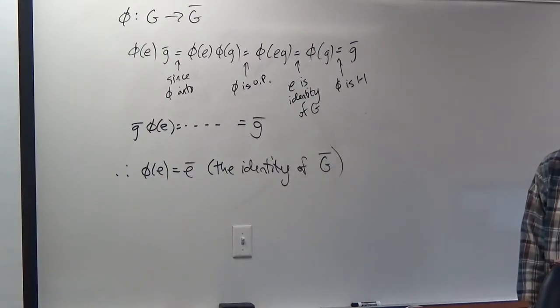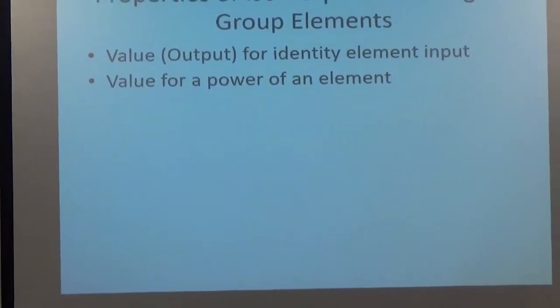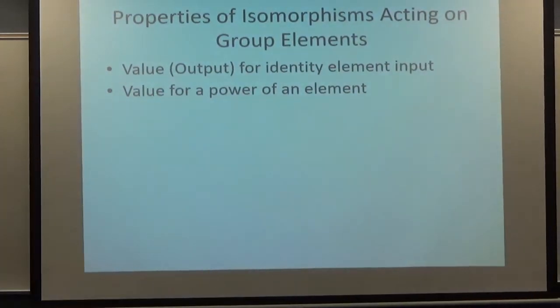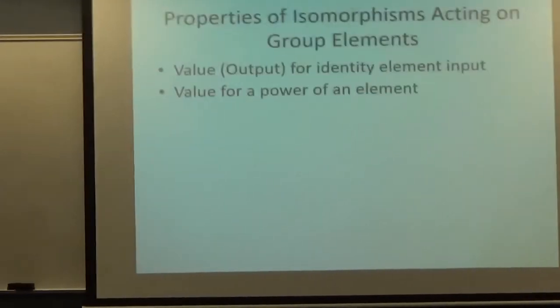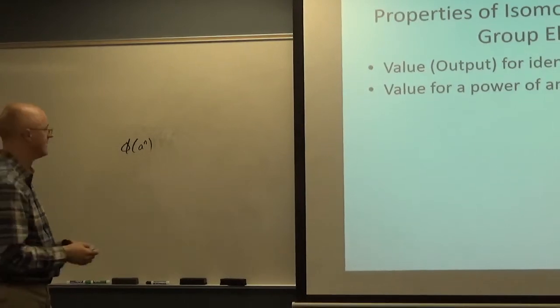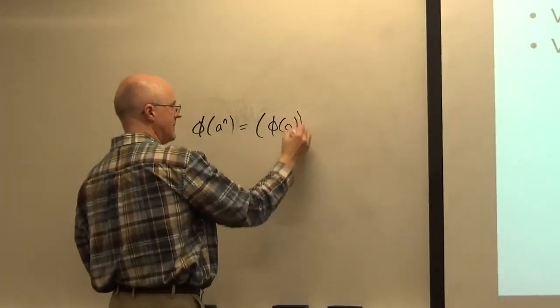Okay? The identity gets mapped to the identity. How about the power of an element? This was on the exam. Apply phi to an arbitrary power of an element. You get the image of that element raised to the same power.